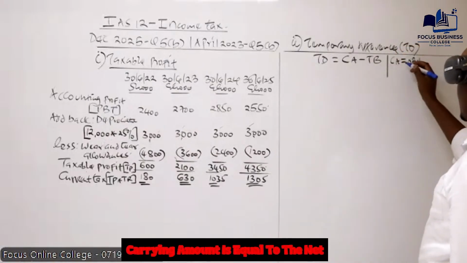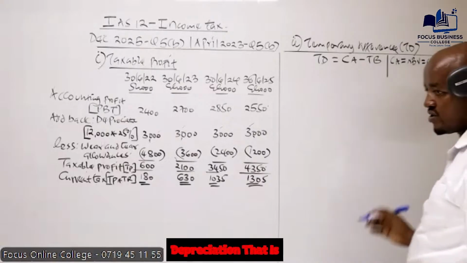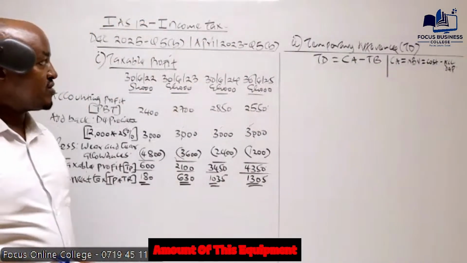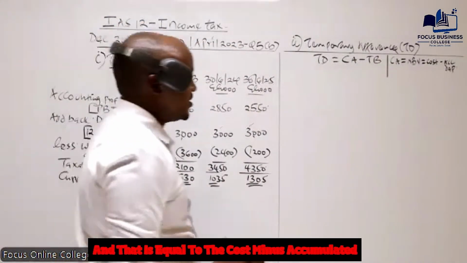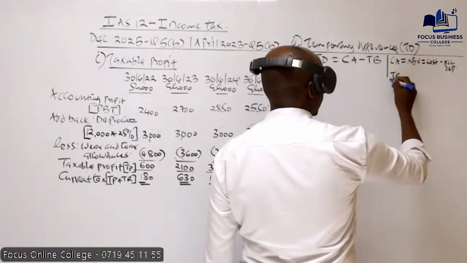So therefore, carrying amount is equal to the net book value, which is equal to the cost minus accumulated depreciation. That is what is important for you to know there. Carrying amount of this equipment will be equal to the net book value, and that is equal to the cost minus accumulated depreciation. What about the tax base?